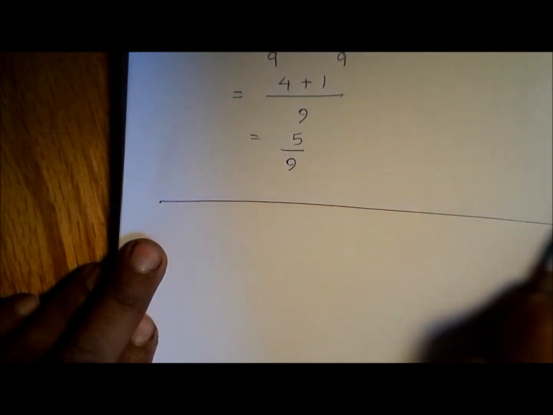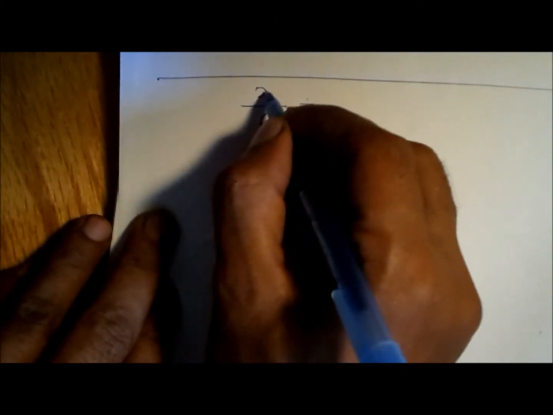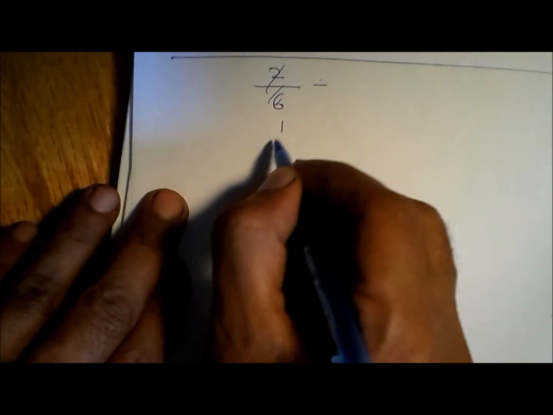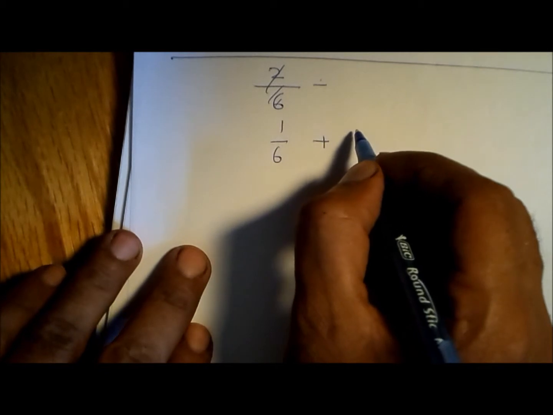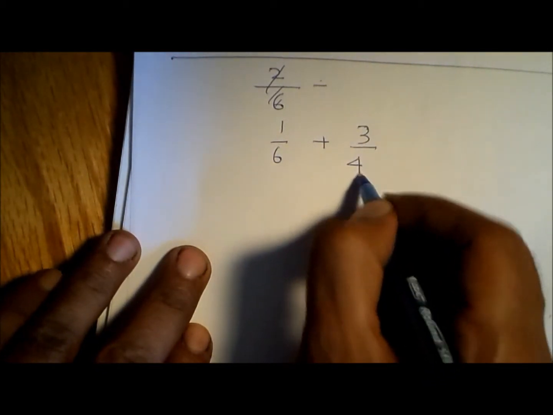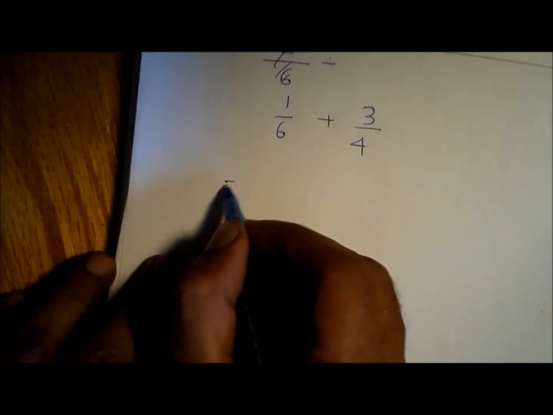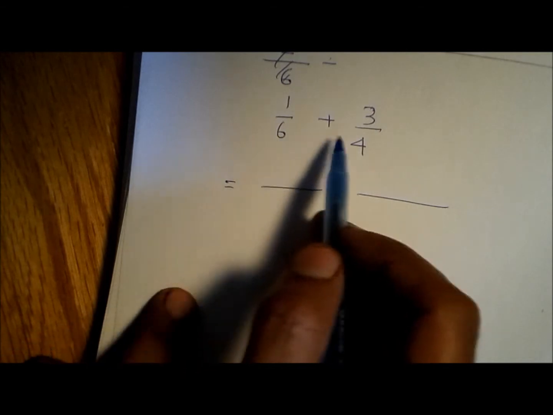Let's take another example. We want to add, let's say, 1 by 6 plus 3 by 4. In this case, there is some multiple which is common to both.